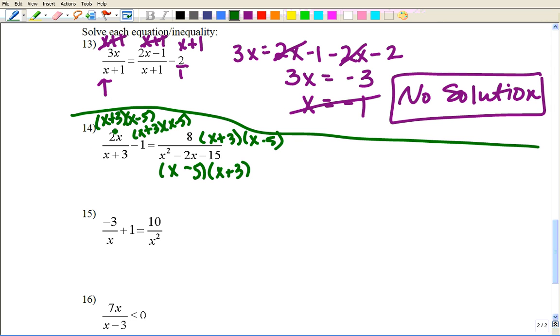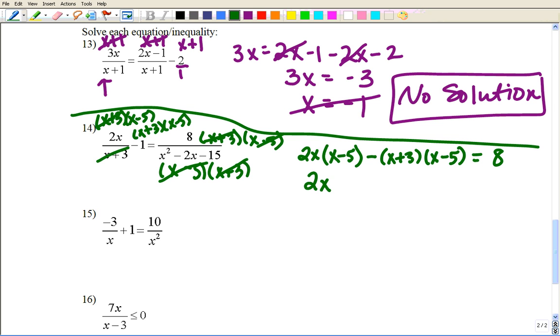Okay, so on this first thing, the x plus 3's will cancel. So I'll be left with 2x times x minus 5, which I'll just write over here for a second. 2x times x minus 5. Then I'll have minus x plus 3 times x minus 5 because it couldn't cancel out with anything. And then on this last thing, the x plus 3 and the x minus 5 cancel, so we're just left with 8. So when I multiply this out, I'll get 2x squared minus 10x.